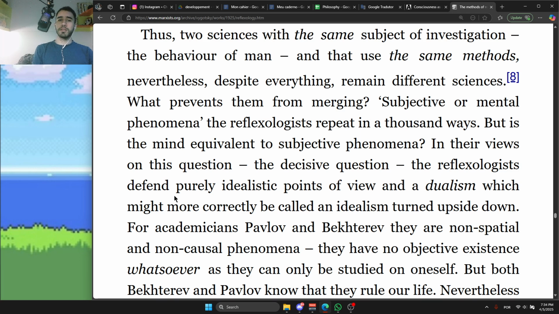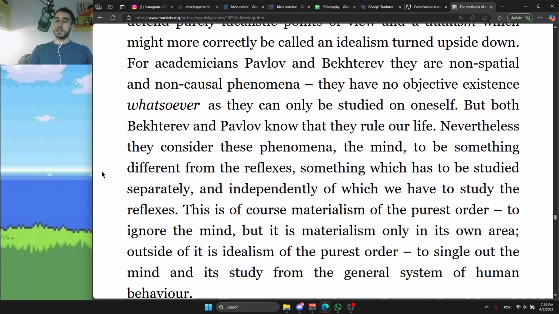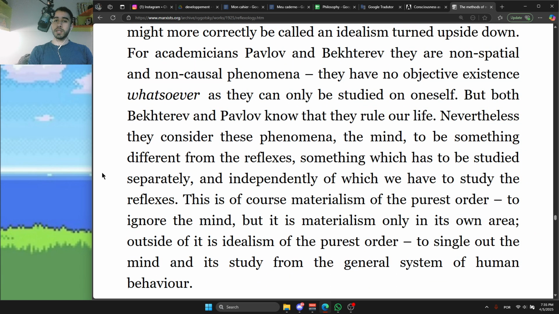Subjective phenomena are mental phenomena. The reflexologists repeat this in a thousand ways, but is the mind equivalent to subjective phenomena? In their views on this decisive question, the reflexologists defend purely idealistic points of view and a dualism which might more correctly be called an idealism turned upside down. For academicians Pavlov and Bekhterev, they are non-spatial and non-causal phenomena.